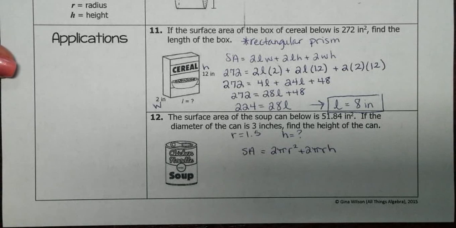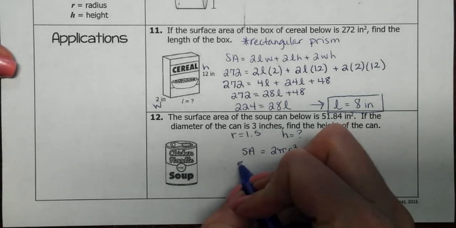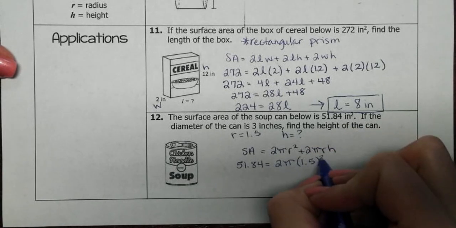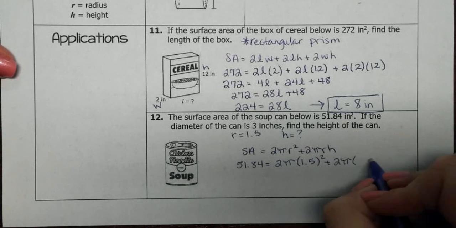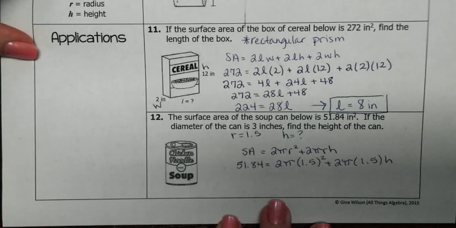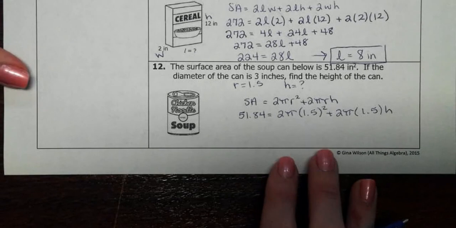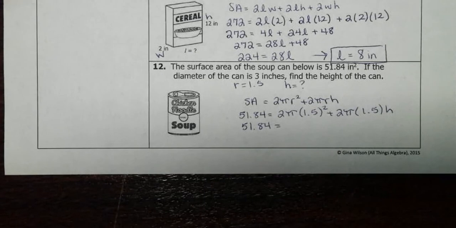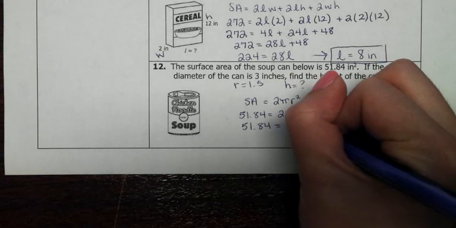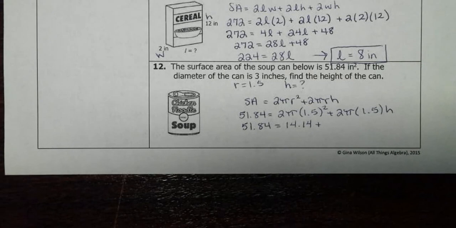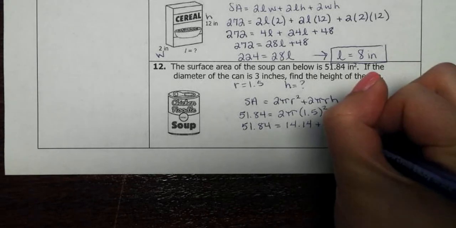So let's replace our numbers where we can. 51.84 is the surface area. I know my 1.5 is my radius, but I don't know my h, so it's going to stay h. But I'm going to clean it up where I can. I'm going to calculate this 2 pi times 1.5 squared. And I'm going to round it. It's going to be 14.14. And then I'm going to multiply these numbers, 2 pi times 1.5. And this gives me 9.42h.